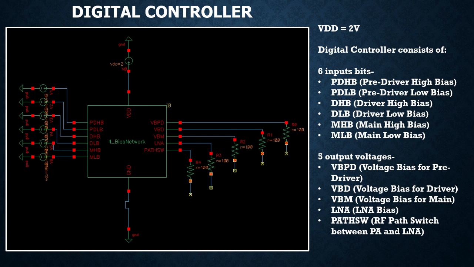The 6 input bits are pre-driver high bias, PDHB, pre-driver low bias, PDLB, driver high bias, DHB, driver low bias, DLB, main high bias, MHB, and main low bias, MLB. The output voltages are voltage bias for pre-driver, voltage bias for driver, voltage bias for main, LNA bias, and RF path switch between PA and LNA. The digital controller is powered by a 2-volt voltage supply.